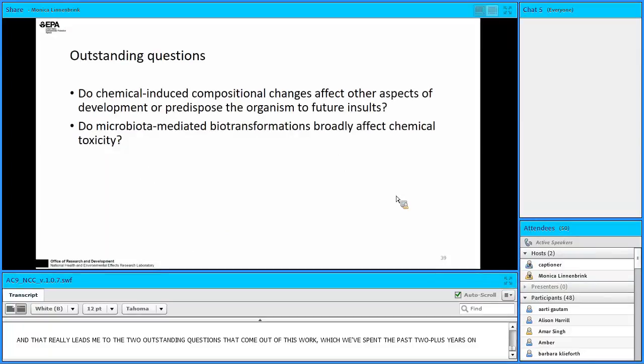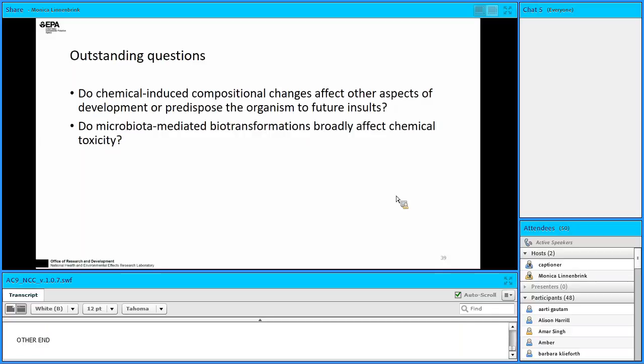And the first that we really need to get a handle on is, do chemical-induced compositional changes affect other aspects of development? So in the case of that BP case study, we looked at one locomotor behavioral test. There are so many others, and there are other endpoints that are relevant to D&T within this model, and there are other organs and systems that are known to be influenced by colonization status, like the immune system. So, I don't think we can quite say what the effects of those compositional changes are yet, because we haven't fully scanned the organism to look at other endpoints.